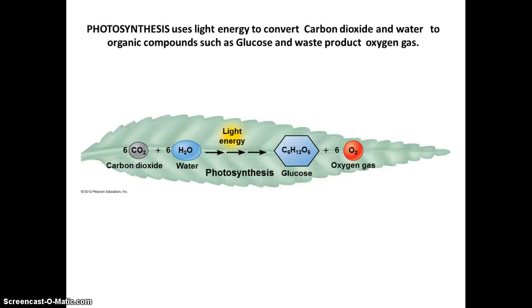We're going to talk later about the overview of photosynthesis. Remember, we have carbon dioxide and water, and with light energy this converts carbon dioxide and water into an organic molecule such as glucose, and oxygen is released as a waste product.